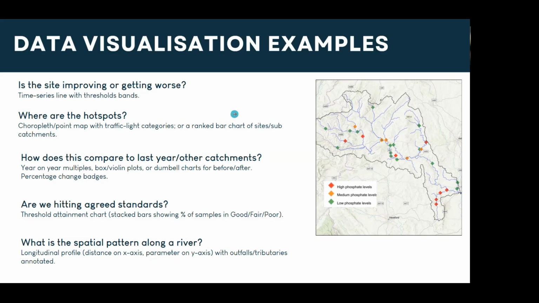Whereas if your specific output was to look more at hotspots, then you might find more of a choropleth or point map with traffic light categories, or ranked bar charts that show you the different areas, might be more appropriate.